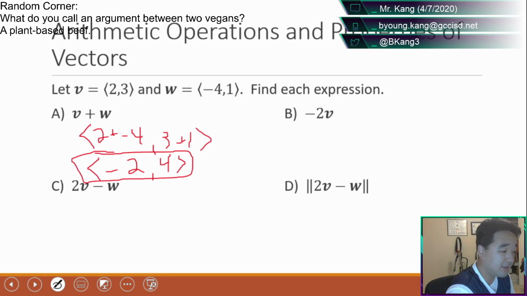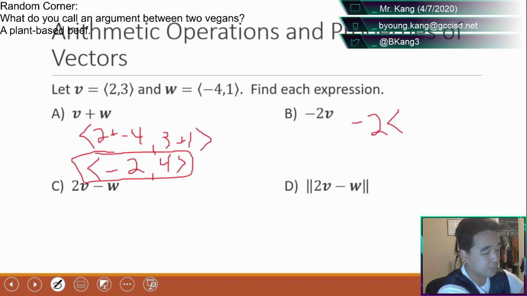All right, b, negative 2v, so we're multiplying by a scalar. So we take v and just multiply both those numbers by negative 2. It's kind of like we have negative 2 on the outside of a parentheses. So we end up getting negative 4, comma negative 6.